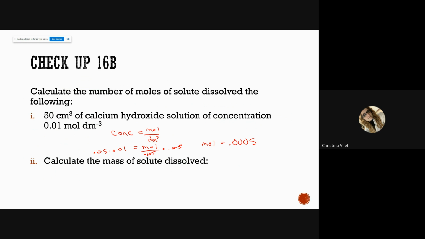Second part asks for mass. How would I get that? When I'm asked for mass, I'm always asked for grams.